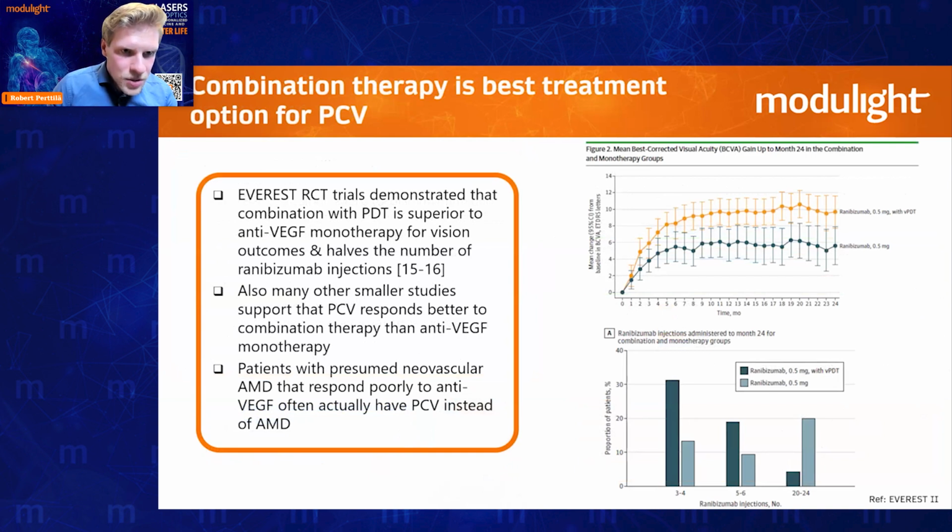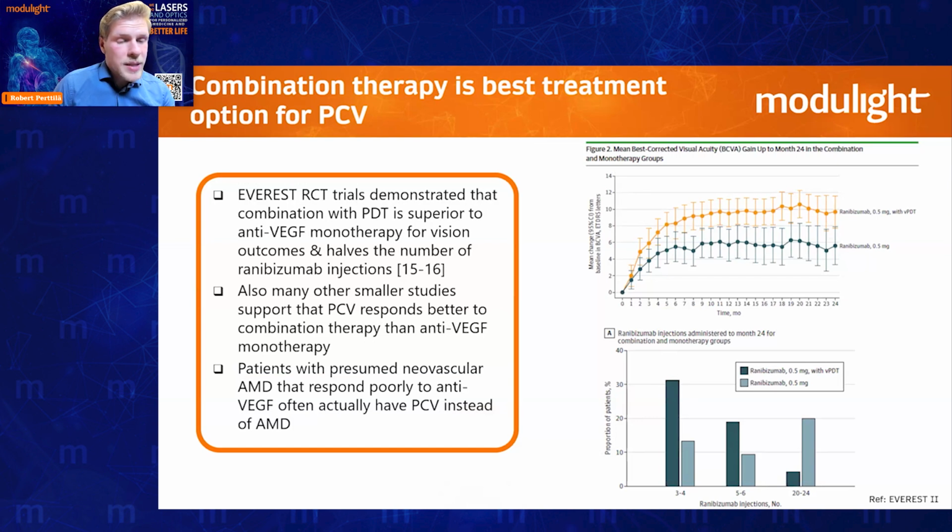Here on the right side, upper right corner, you can see that ranibizumab alone leads to about 6 BCVA points improvement over the 2 year period, but when it's combined with PDT, the improvement is about 10 points.